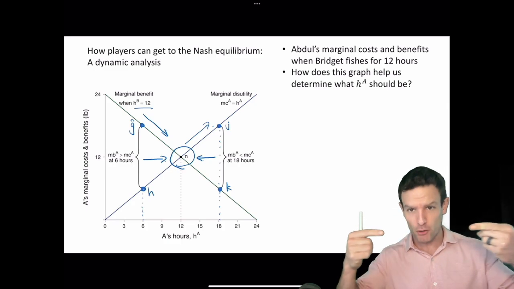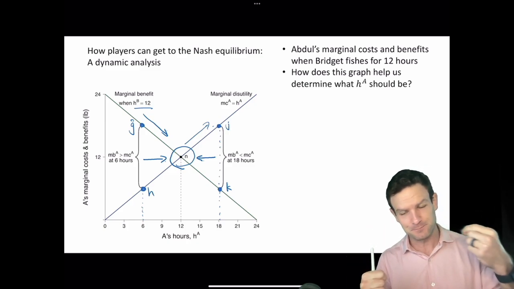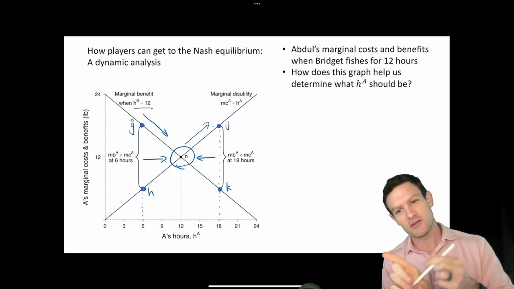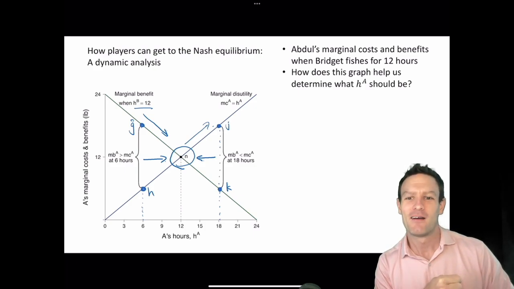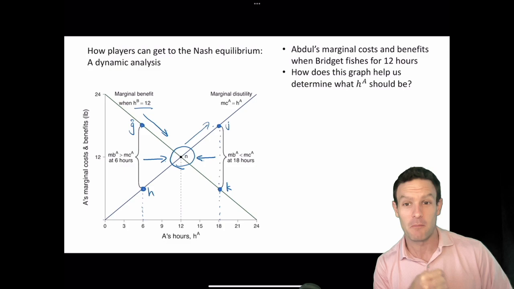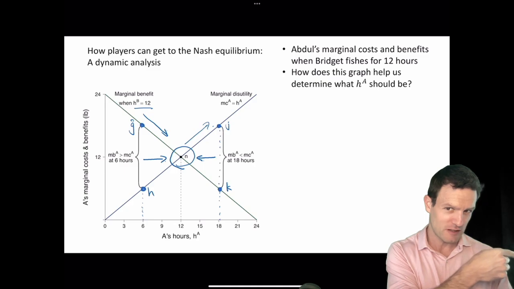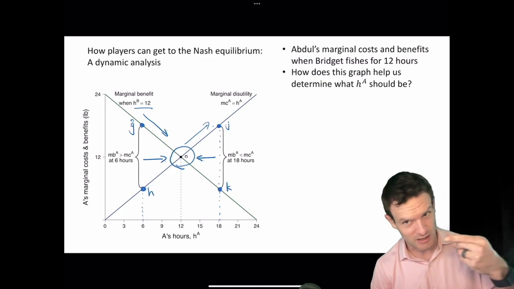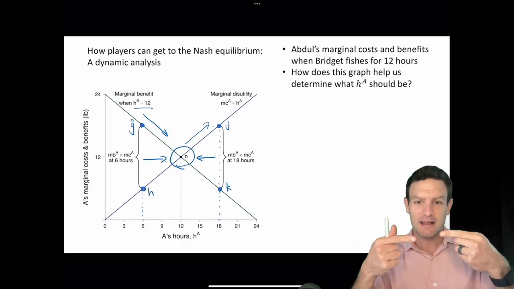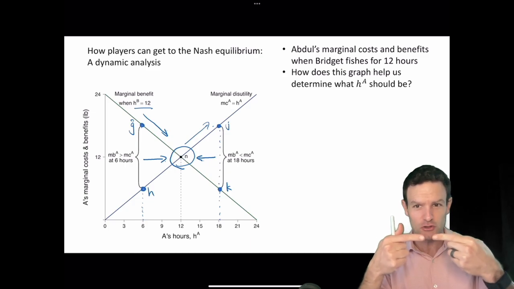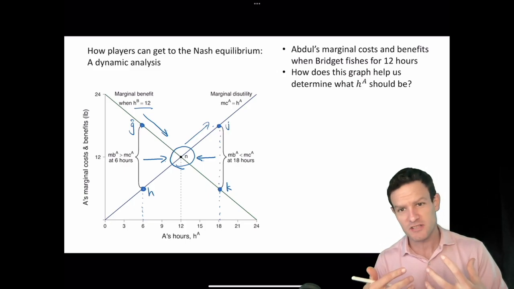And what we can see is that in both of these circumstances, the arrows are indicating either increasing the number of hours you spend fishing as marginal benefits are greater than marginal costs, or decreasing the number of hours you spend fishing as marginal costs are greater than marginal benefits. Now, we can see that the direction that those two are pointing in are toward the Nash equilibrium number of hours. Okay, so this is what's happening for Abdul.